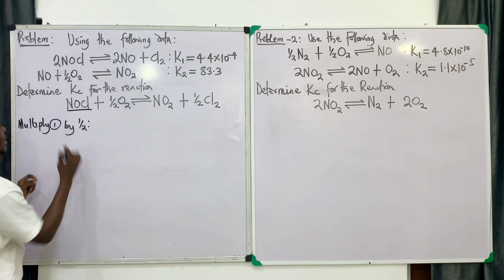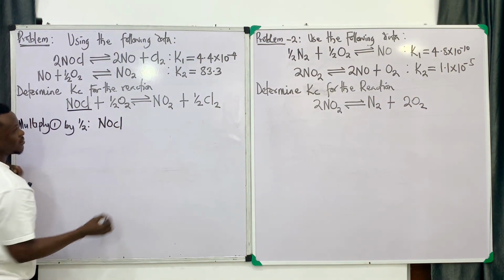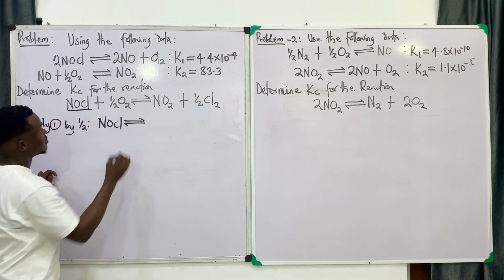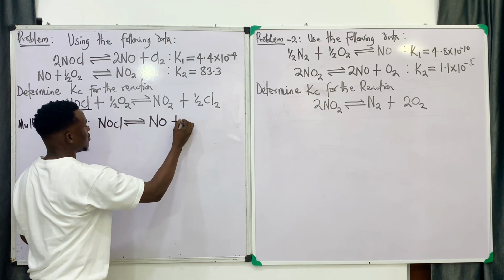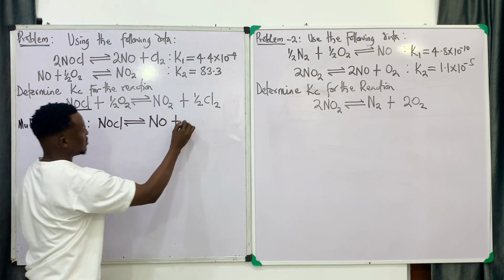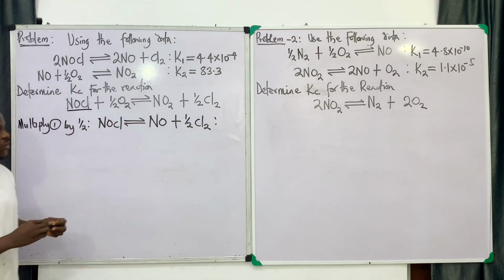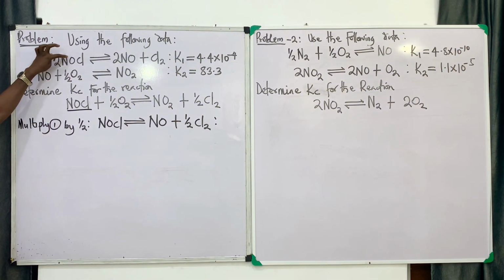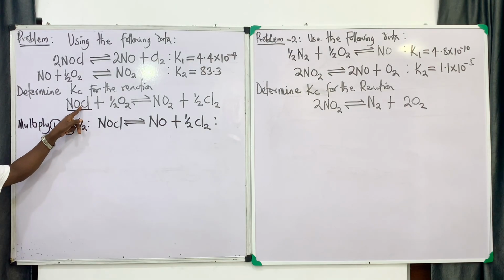So if you multiply this by half, half times 2 is 1. So we have this. All right, so you move down to the product side. Half times this. Now, 1 here, this is 1 over 2 Cl2. Now, if you noticed, in the process of doing this, we've succeeded in taking this NOCl from 2 moles to 1 mole, which corresponds to what we have here.